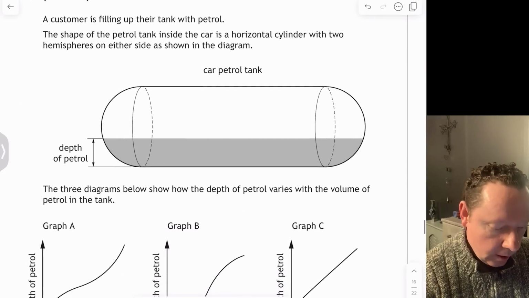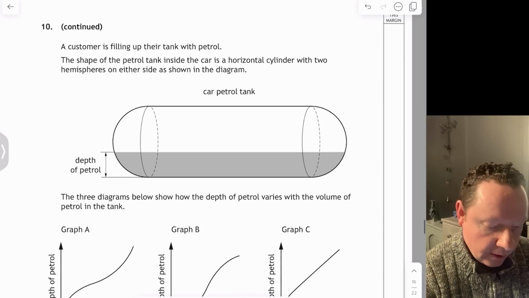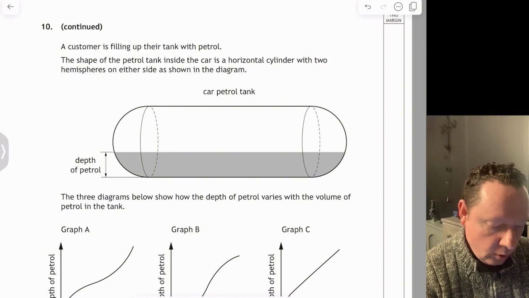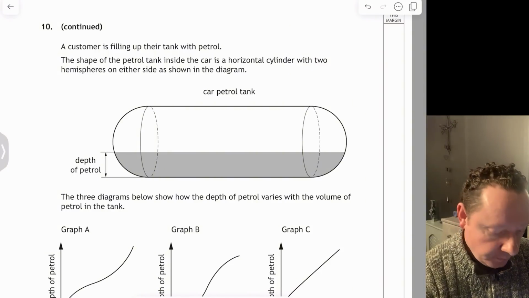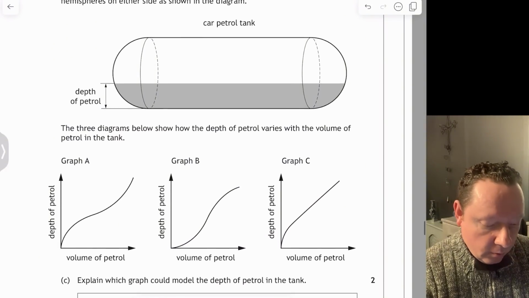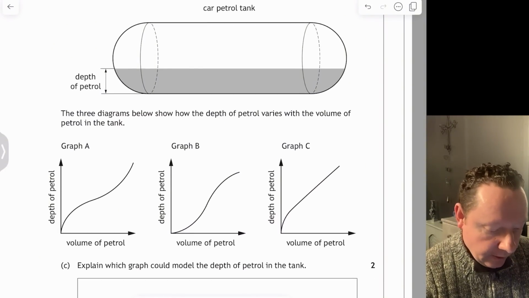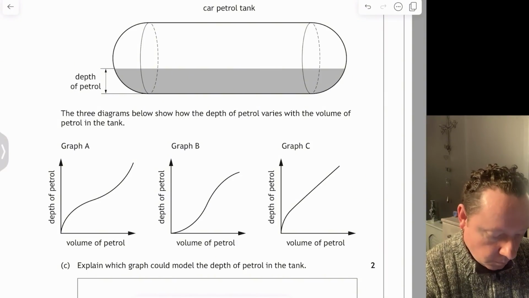A customer is filling up their tank with petrol. The shape of the petrol tank inside the car is a horizontal cylinder with two hemispheres on either side, shown in the diagram. We'll look at the depth of petrol as it goes through this tank. The three diagrams show how the depth of petrol varies with the volume of petrol in the tank, A, B, and C. Explain which graph could model the petrol in the tank.